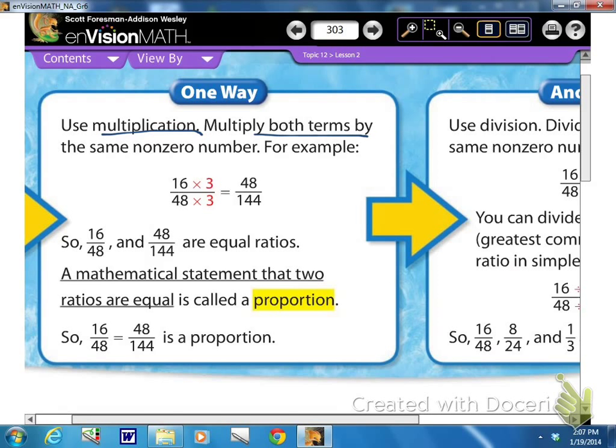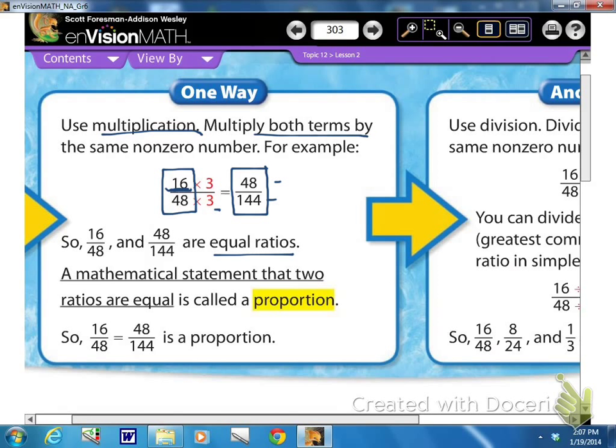For example, here they have 16 over 48, and they multiply the term 16 by 3 to get 48, and they multiply 48 by 3 also to get 144. So, if I said 16 over 48 was a fraction, I would say 48 over 144 is an equivalent fraction. Since it's a ratio, I will say this is an equal ratio. So 16 over 48 and 48 over 144 are equal ratios.